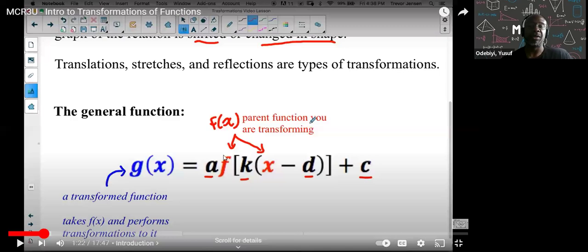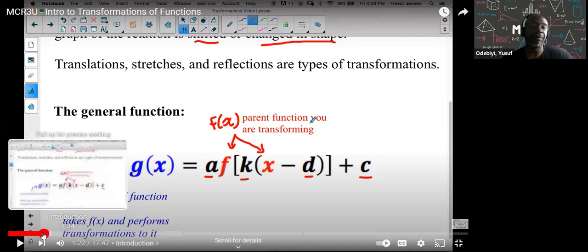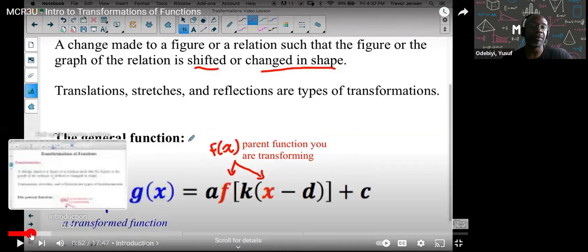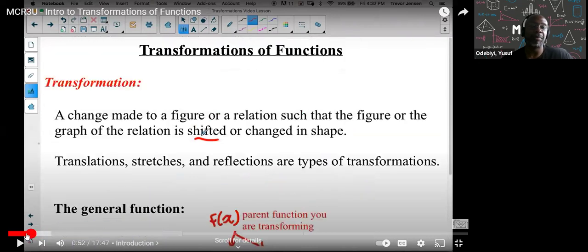Fast forward. So here is the general equation for transformation. So we have here the g of x, which is the transformed function of f of x. I'm going to rewind this a little bit so we can get into the beginning, and I'm going to play the video here.